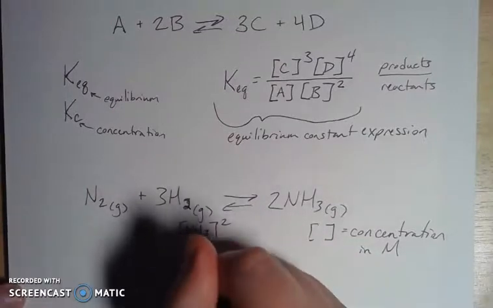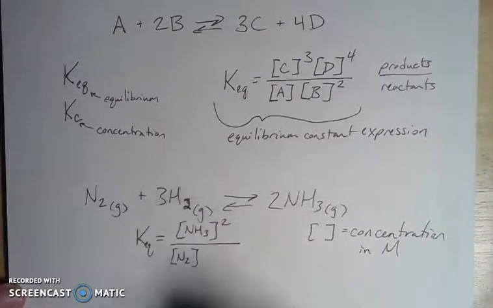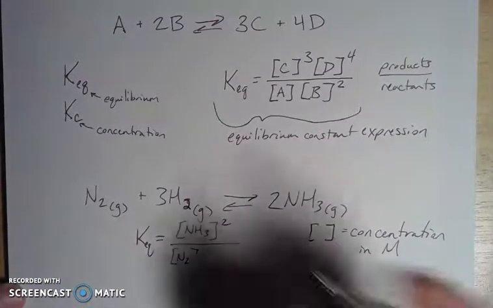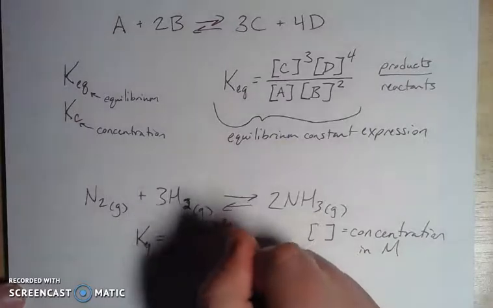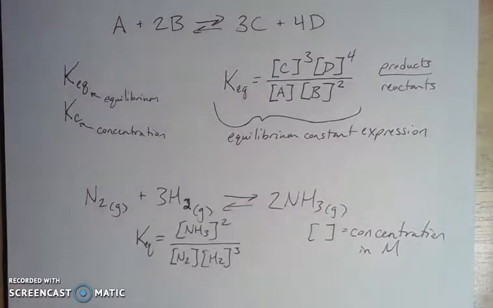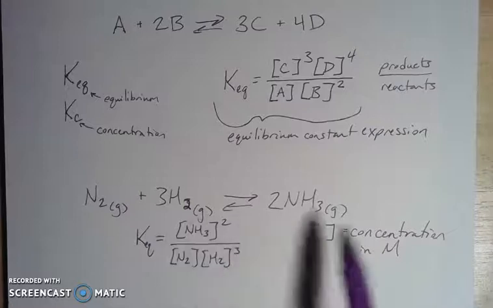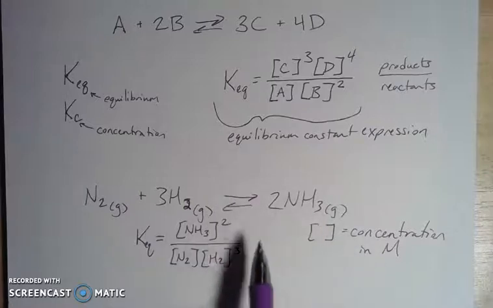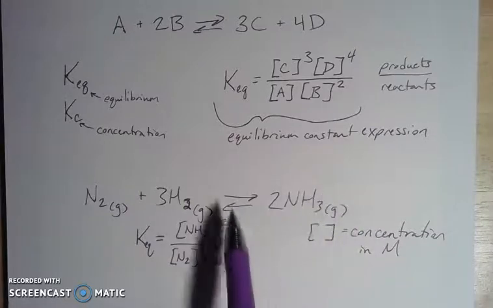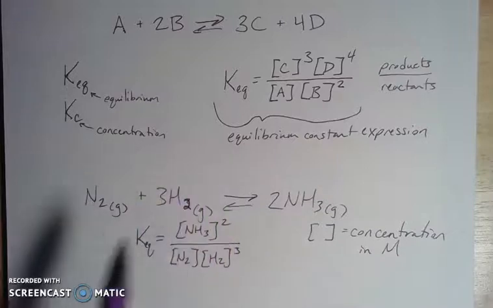Then we're going to have this over the concentration of our reactants. So I'm going to have nitrogen raised to the first power because there's no coefficient, meaning it's just the one, times my hydrogen raised to the third power. Okay, so that's my equilibrium constant expression. Okay, so if I had a value for this, then that would tell me whether or not this reaction at equilibrium is going to favor the formation of the products or favor the formation of the reactants.